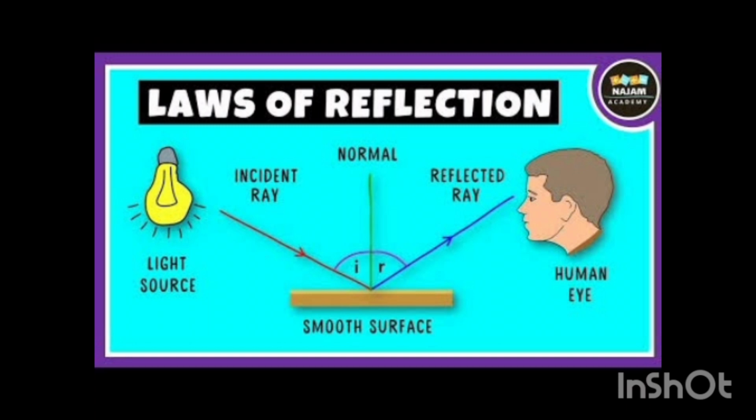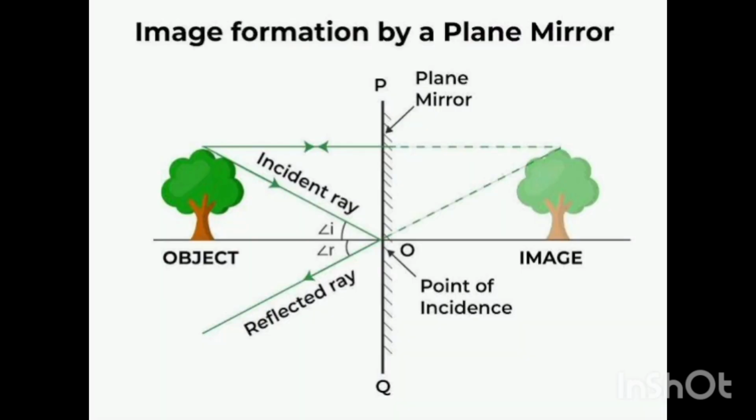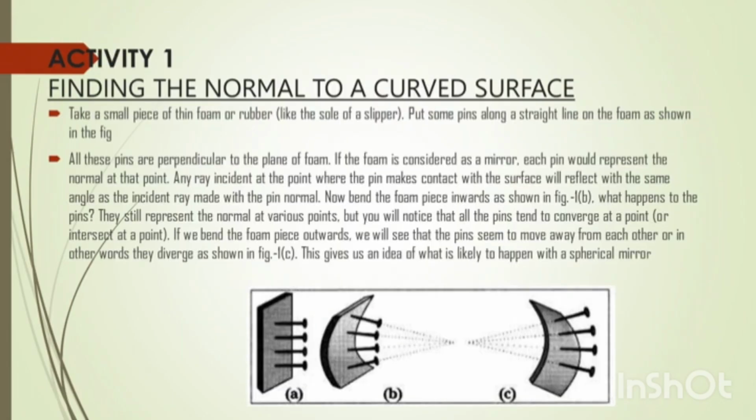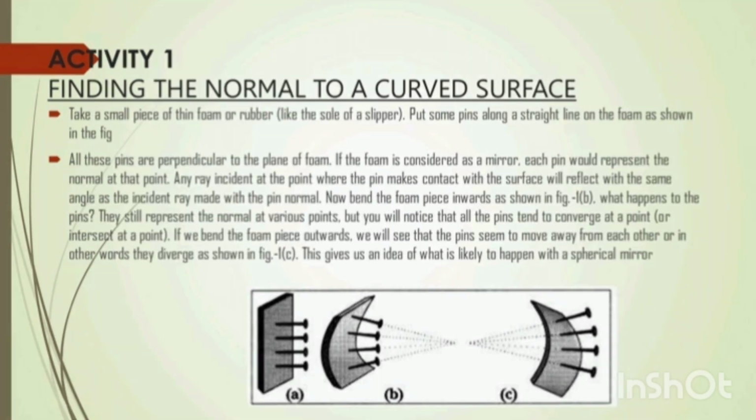It is very easy to find a normal at any point on a plane surface, but for a curved or uneven surface, it is not straightforward. Let us see activity 1, finding the normal to a curved surface. Take a small piece of thin foam or rubber. Put some pins along a straight line on the foam. All these pins are perpendicular to the plane of the foam. If the foam is considered as a mirror, each pin will represent the normal at that point. You can see this in figure A. Any ray incident at a point where the pin makes contact with the surface will reflect with the same angle as the incident ray made with the pin normal.